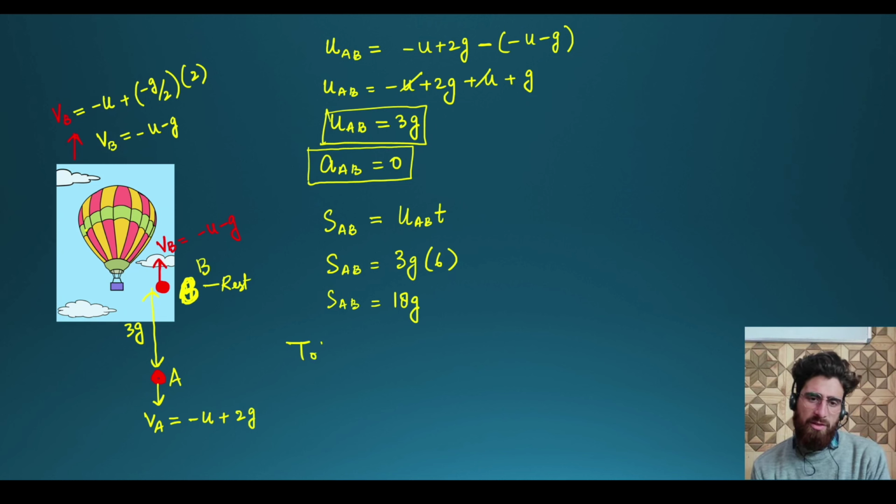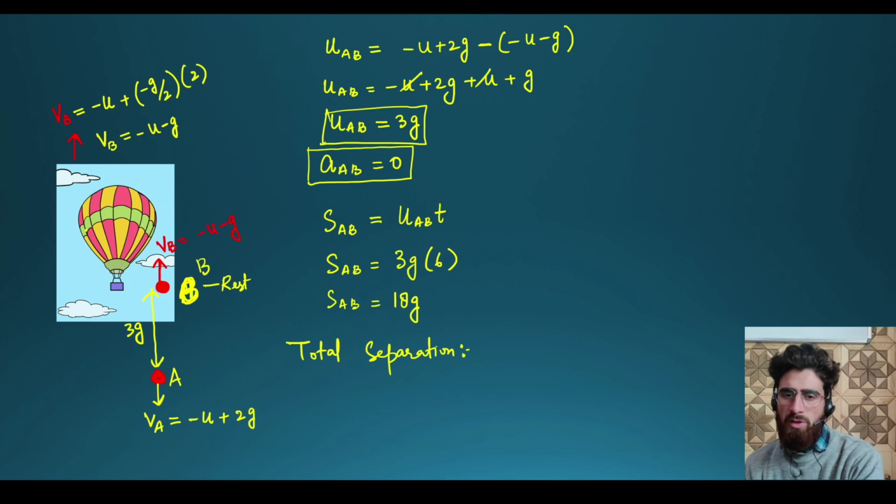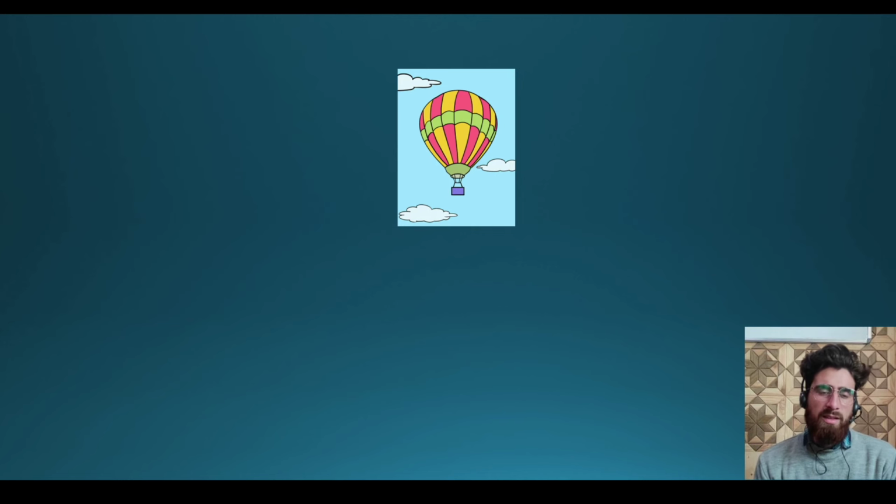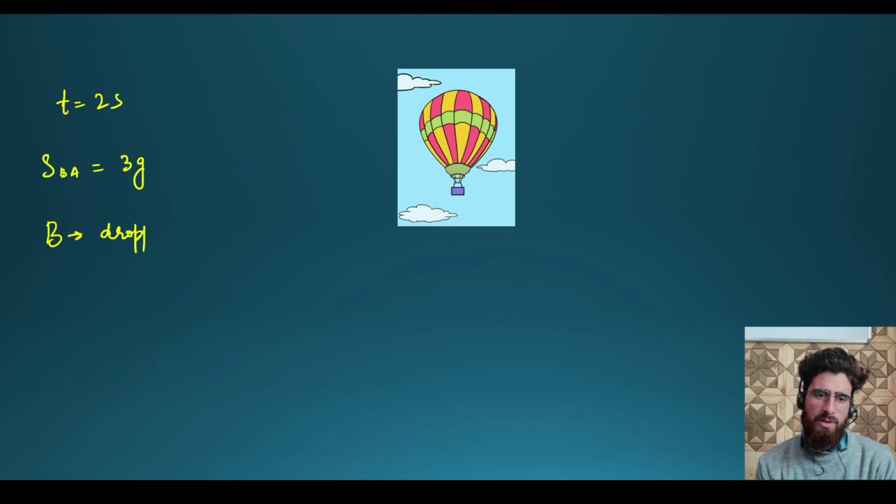What's the total separation? You need to focus on one thing. Particle A was dropped, and at time t equals 2 seconds, the separation of the balloon with respect to particle A was 3g. After t equals 2 seconds, particle B was dropped, and in those 6 seconds, particles A and B that were already separated by 3g are separated by a distance equal to 18g.